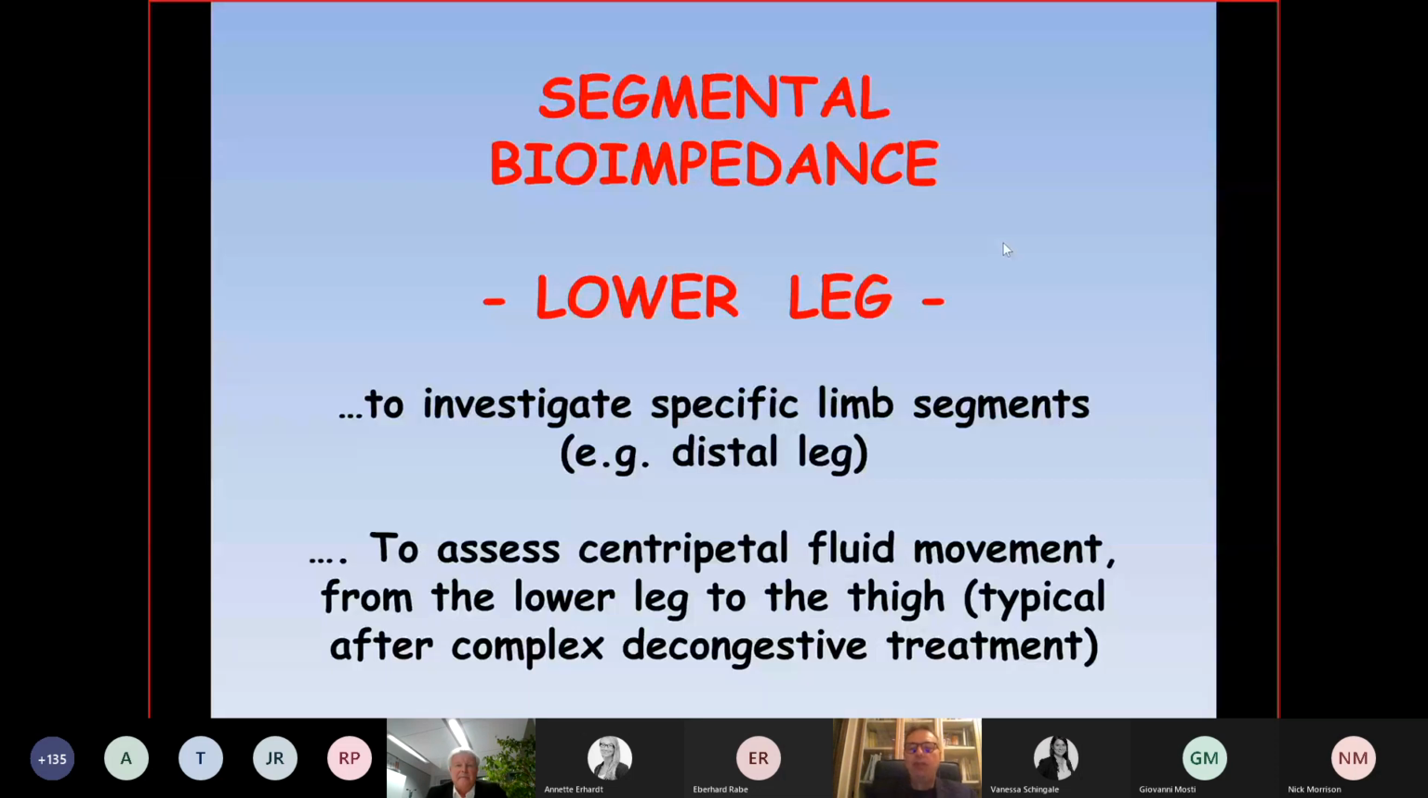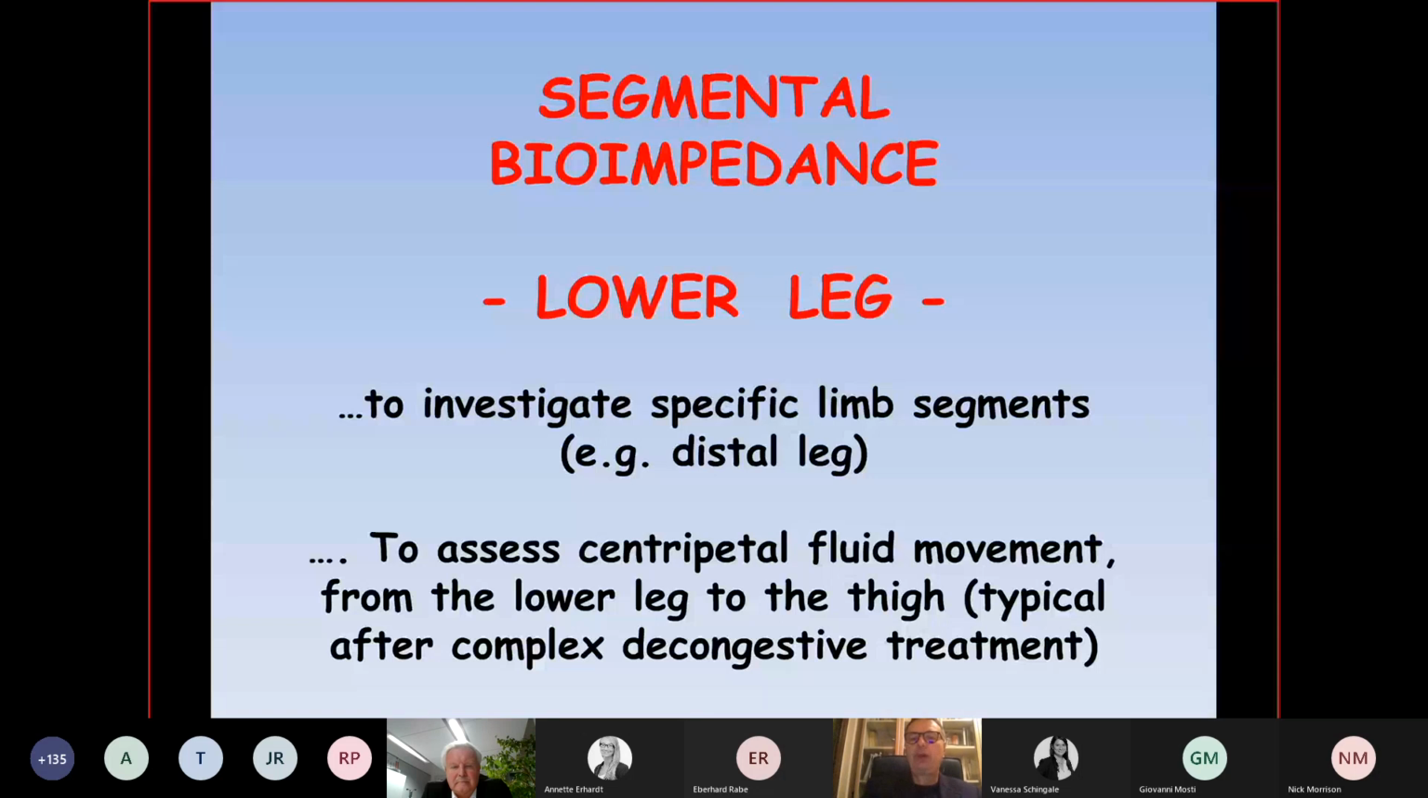What we did in the last 6-7 years was to investigate a segment of the lower limb. For example, the lower leg, because we know that there may be differences when we have lymphedema or whatever edema between the distal part of the limb and the thigh. So to assess any kind of changes in the lower leg, in the thigh, and in the total limb, we were able to place the electrodes in a different manner, and so we were able to investigate.